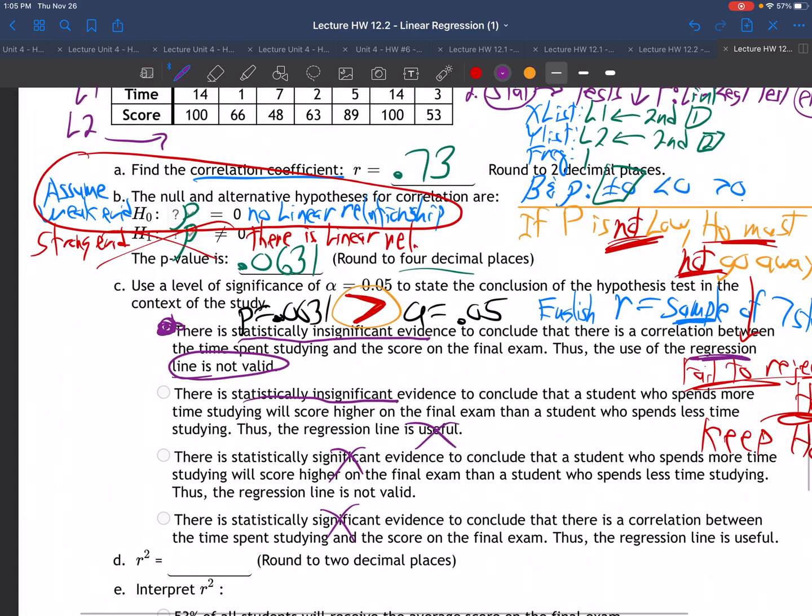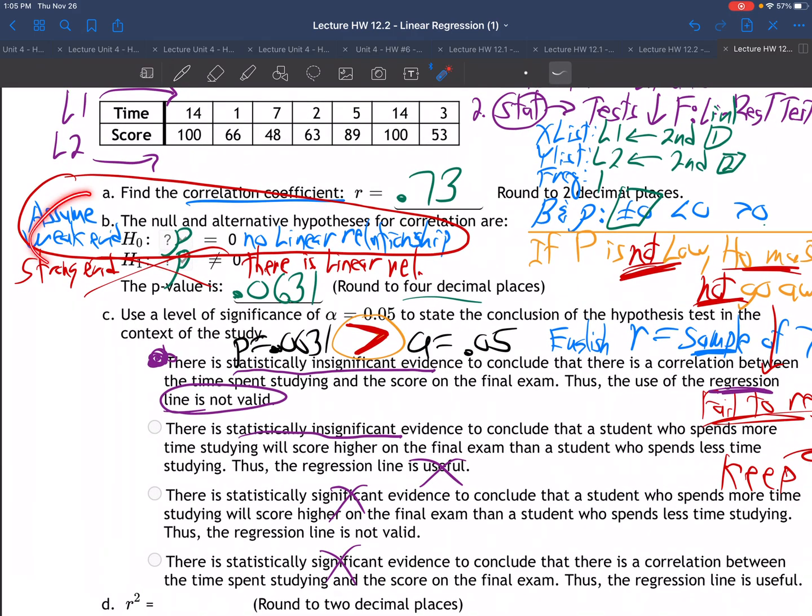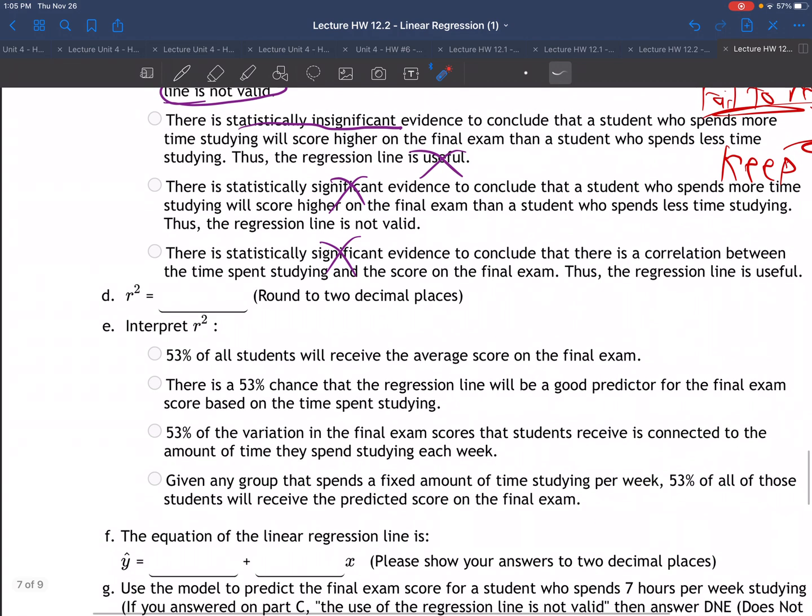When you determine that there's weak evidence, not strong enough evidence, so you're saying there's no linear relationship, then you cannot use the line equation. The regression line equation is not valid because the evidence just is not strong enough. It's insignificant. It's too much a chance of luck, 6%. So we come on down, and now they're asking for the R squared. If you go to your calculator, the R squared will show up for you. They want 2 decimal places, so I'm getting 0.73. Oh no, I'm sorry, 0.53.